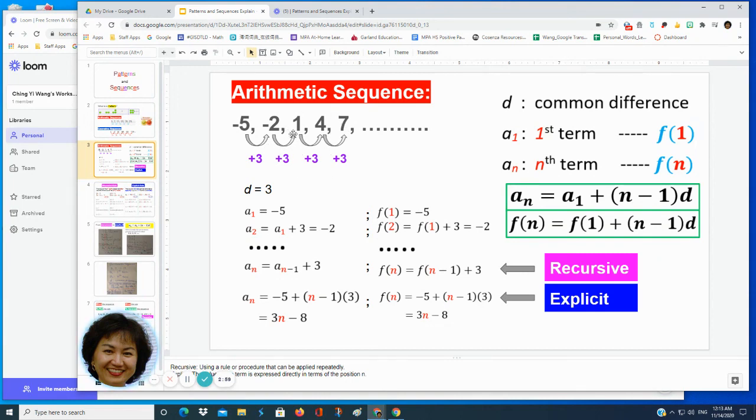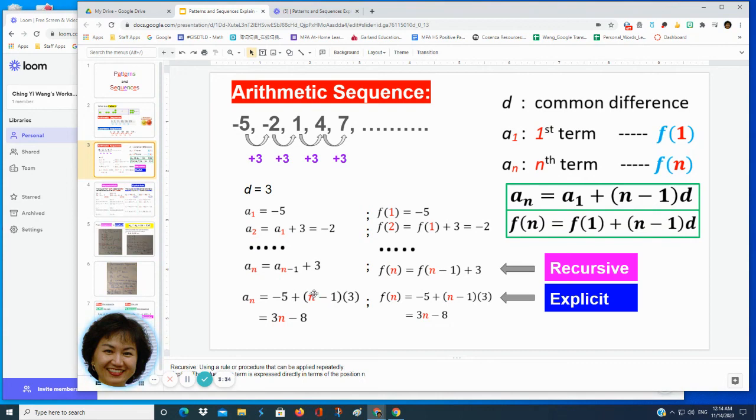Using this example, we can see d equals 3. a sub 1 is our first term, which is negative 5. Our second term is the first term plus 3. That is negative 2. Then the nth term is the (n minus 1)th term plus 3. In other words, the nth term is its previous term plus 3. That's our sequence.